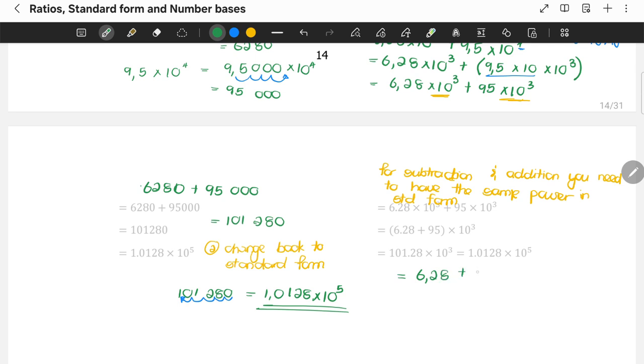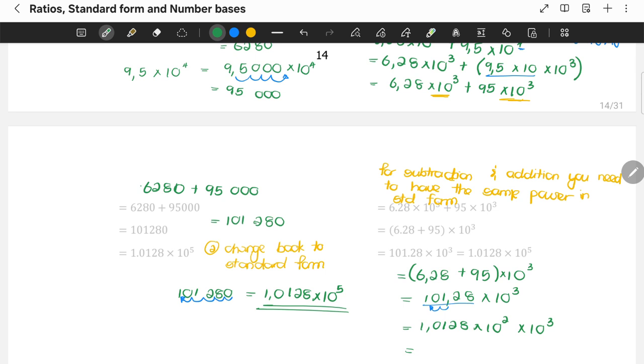6.28 plus 95 if you factor out 10 to the power 3, because that is common in both now. So when you add those, you get 101.28 times 10 to the power 3. But when you look at it, we had said for standard form, you need to have only one digit before the comma. So again, we have to change this to standard form. So this comma is right there. It moves 2 places, such that we are left with 1.0128 times 10 to the power 2 times 10 to the power 3.